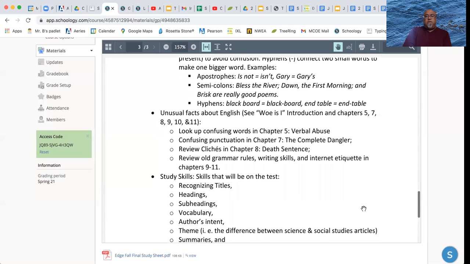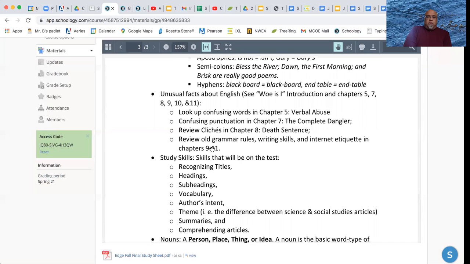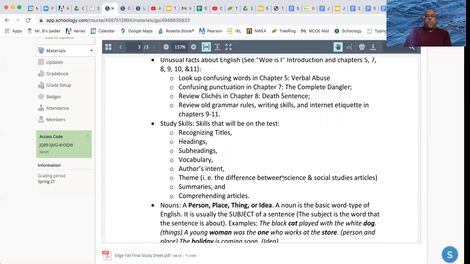Now, there's some unusual facts in the book What Was I that we had talked about. Confusing words in chapter 5 on verbal abuse, confusing punctuation in chapter 7, the complete dangler, and clichés, death sentence in chapter 8. Review old grammar rules, writing skills, and internet etiquette in chapters 9 through 11. There will not be a lot on that in the test, so for that section, you don't necessarily have to review all of those chapters. Mainly review the chapters that we went over.